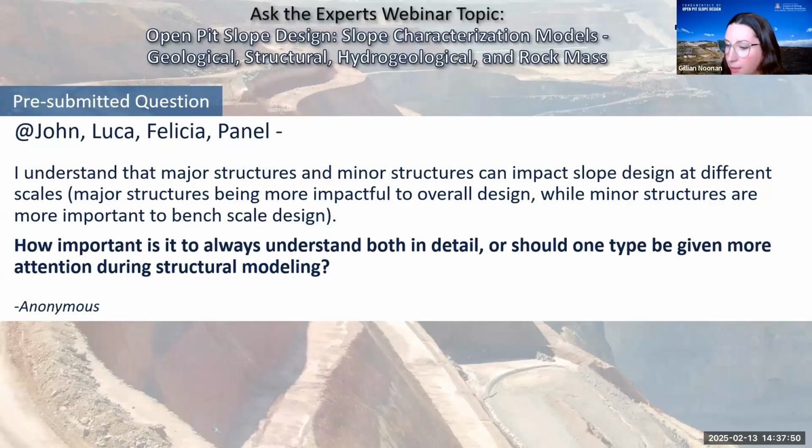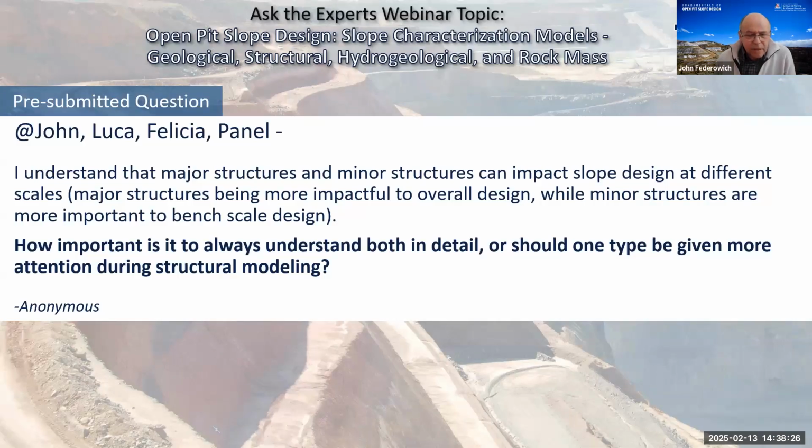So this was pre-submitted, and they are first stating that they understand that major structures and minor structures can impact slope design at different scales, with major structures being more impactful to overall design, while minor structures are more important to bench scale design. So how important is it to always understand both in detail, or should one type be given more attention during structural modeling? So John, would you be willing to start off with this, or I also welcome you to pass on to either Felicia or Luca?